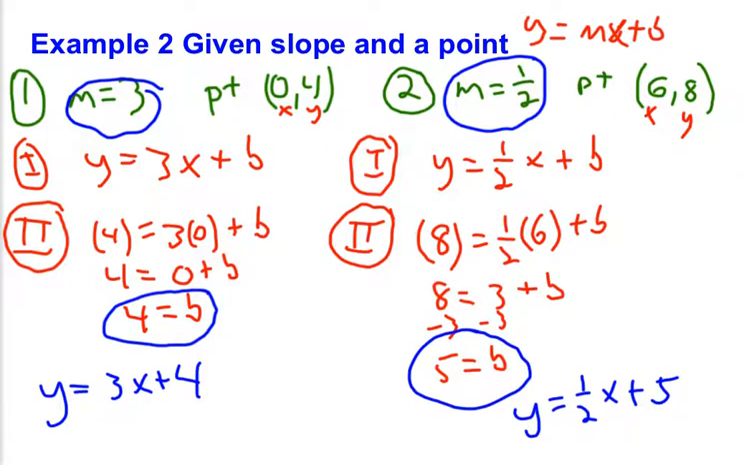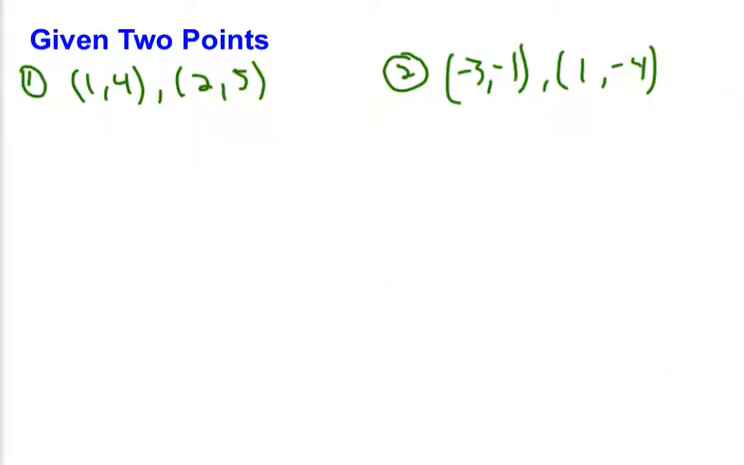All right, we have 2 more examples, and this is the last level. What if we were just given 2 points? Could we find slope and y-intercept? We can, because with 2 points, can we find slope? I think you guys know how to do that, right? We know an equation for slope. Our equation for slope is m equals y2 minus y1 over x2 minus x1.